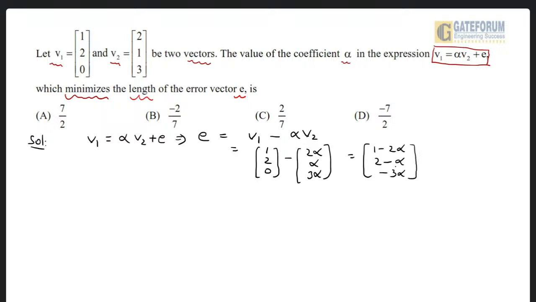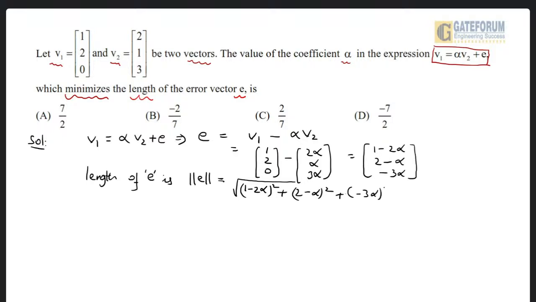Now this is again a column vector. The length of vector E is denoted by this symbol, two parallel lines on both sides, the norm symbol. Length is also called norm, which is defined as the square root of the sum of the squares of the three elements: (1 minus 2 alpha) whole square plus (2 minus alpha) whole square plus (minus 3 alpha) whole square. Okay, so this is the main key point, the length of E.